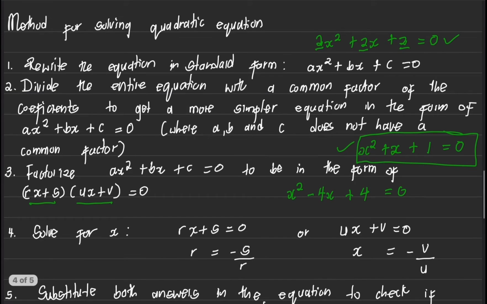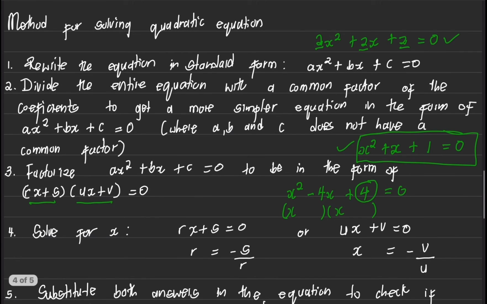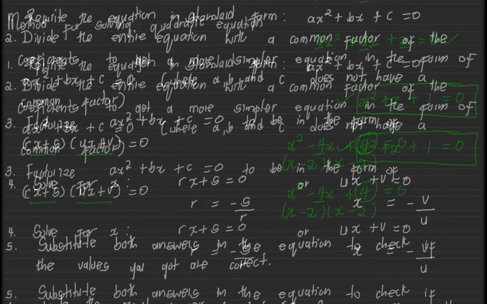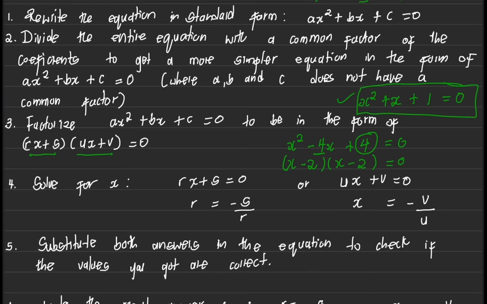So if you factorize this equation, you have your two brackets, you have your x, you have your x. You're going to look for two numbers or factors that when you multiply them, they give you a positive 4, and when you add them, they give you a negative 4. So those are minus 2 and minus 2, which is equal to 0.